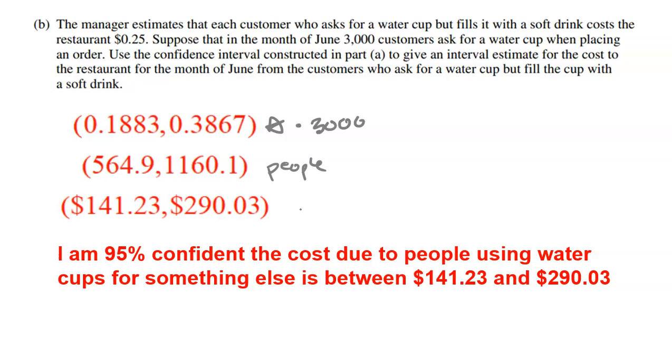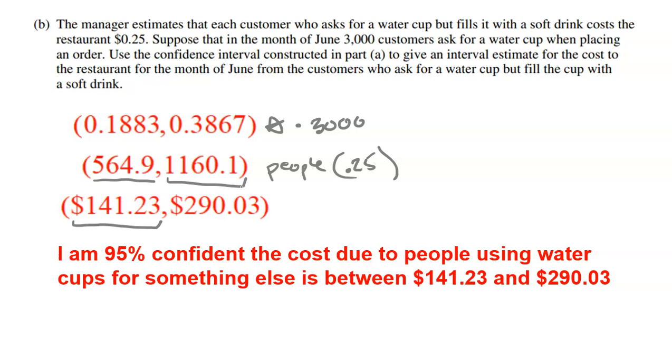For every one person, it's a cost of 25 cents. So I'm going to multiply all of those. I'm going to multiply all of these people by 25 cents because each of those people that do this are going to cost me 25 cents. So taking the 564.9 people, 25 cents per person is what this is going to cost me, means that it could cost me as low as $141.23. Or if I take the high end, the 1,160 people, multiply that by the 25 cents, I get $290.03.